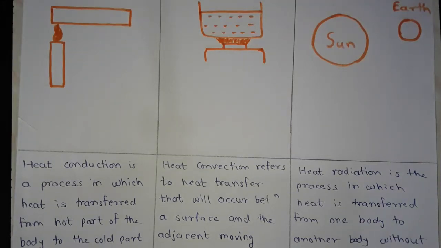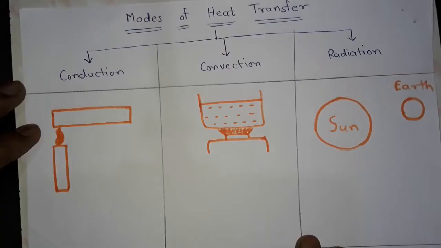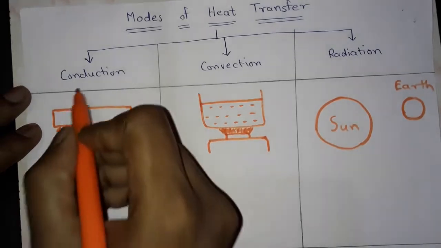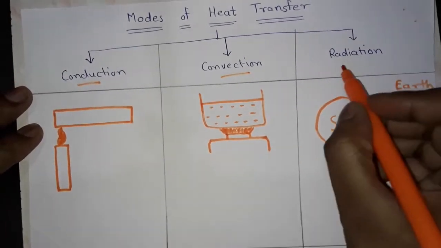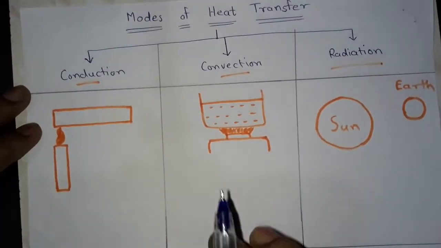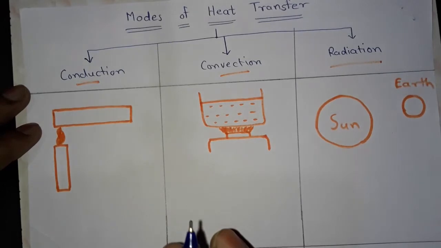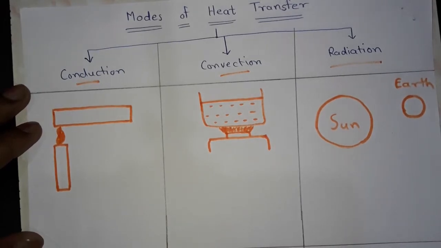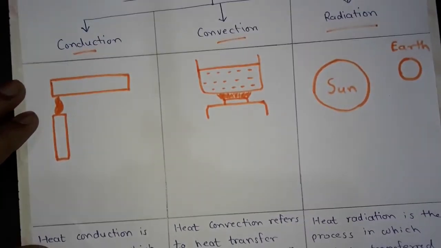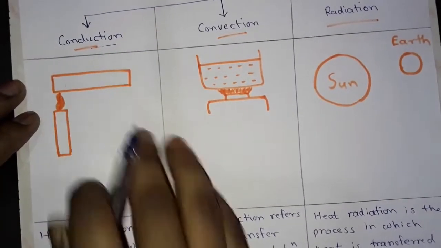In this video we are going to study modes of heat transfer. So friends, let's start. Friends, there are three modes of heat transfer, which are conduction, convection and radiation. Here we will see the explanation of each mode of heat transfer and some important theoretical information. Let's start with conduction.